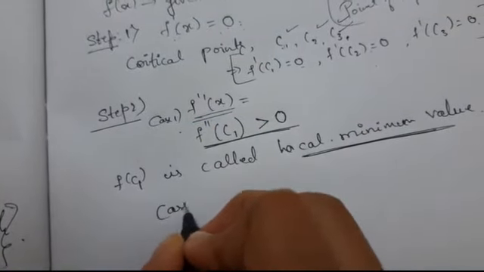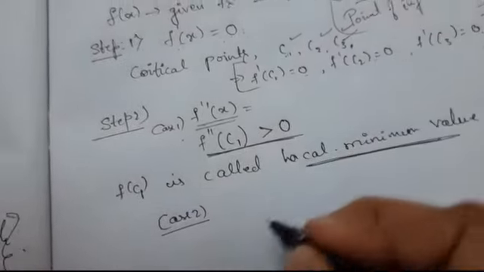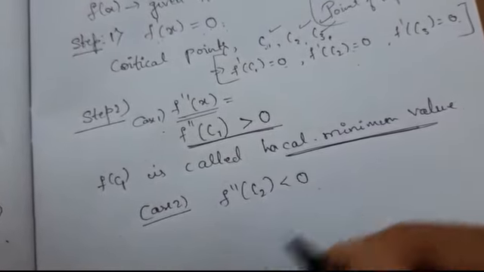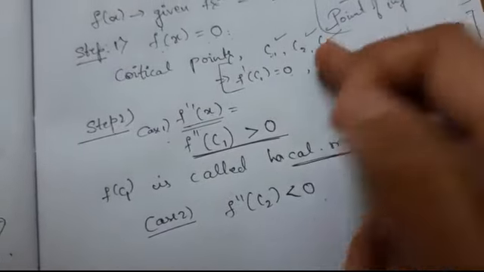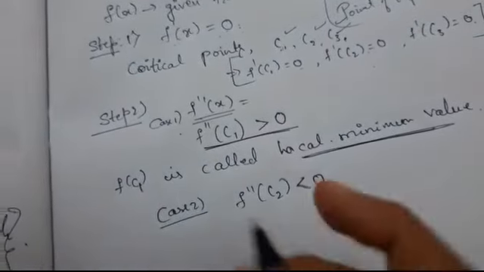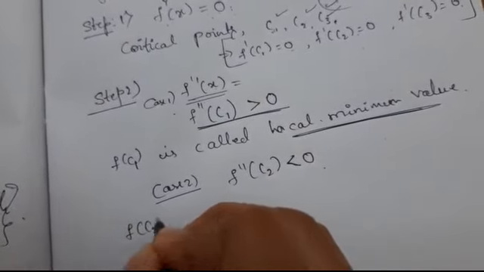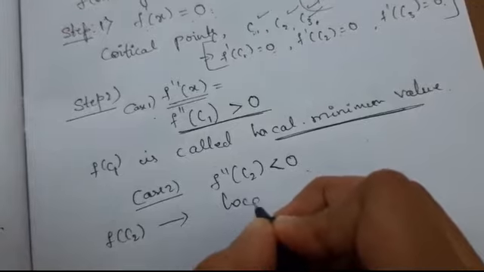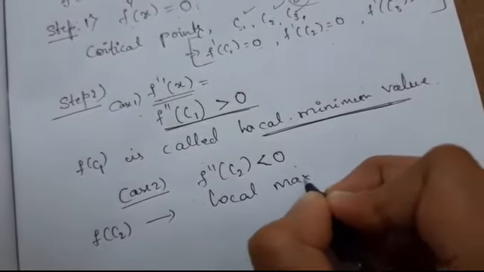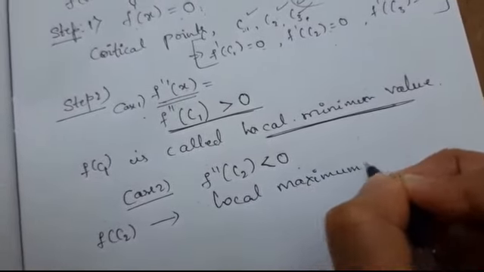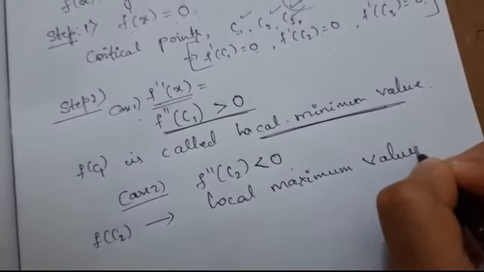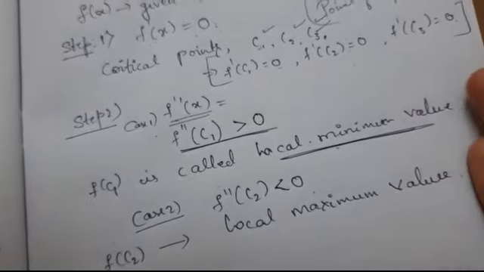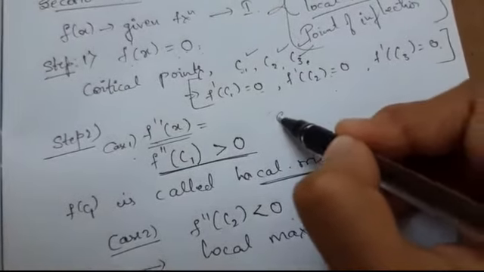Suppose when you input a critical point and that value is less than 0, that means at f''(C2) this value is called what? Local maximum value. That means you are going to get a point of maxima.